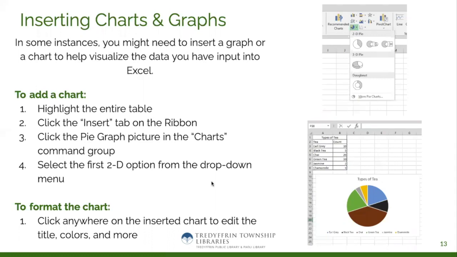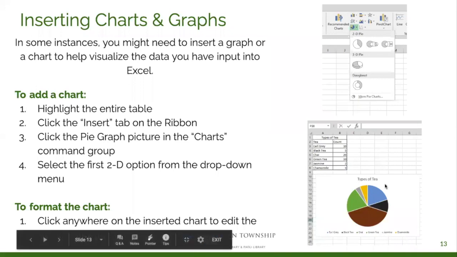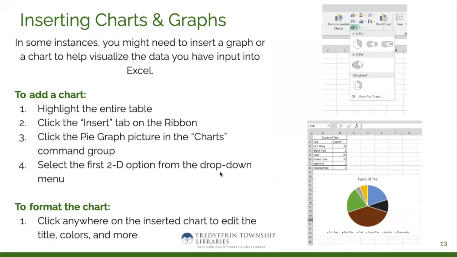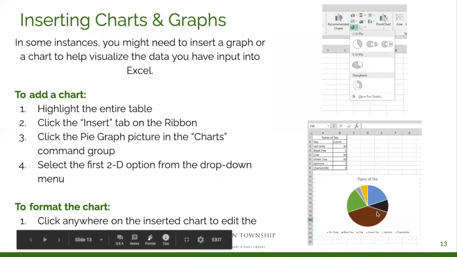2D option from the drop-down menu, and this is what will appear. And then you can click anywhere on the inserted chart to edit the title, colors, and more. So you can see that I've added the title, types of tea, and then I've also edited the color just based on kind of like the color of the tea itself.